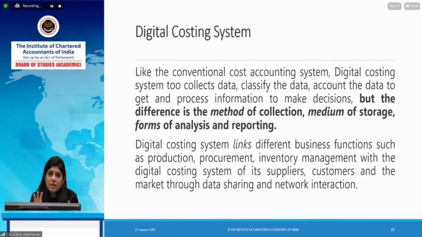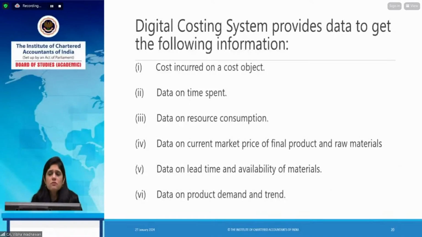So everything is integrated in digital costing. Clear? All the business functions, internally and externally, with the suppliers and customers and the market to know the customer preferences. Everything is integrated now. All right. So how it basically provides the data to get information, cost incurred on a cost object. Cost object means if I want to know the cost of a product, so product is an object.